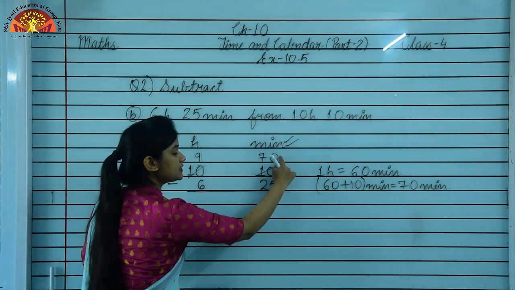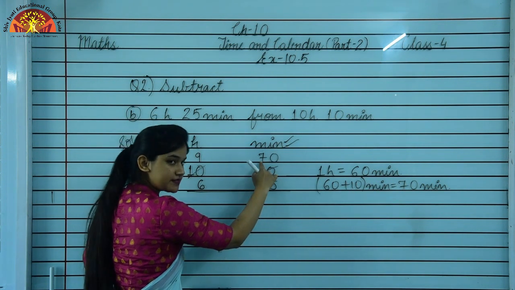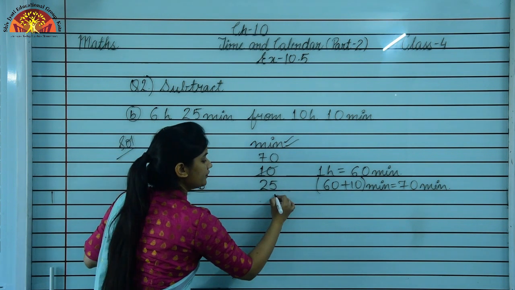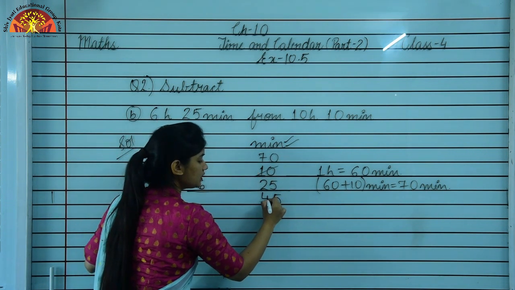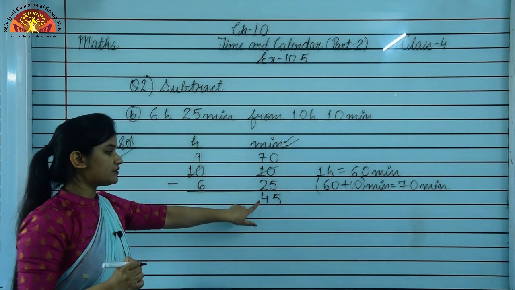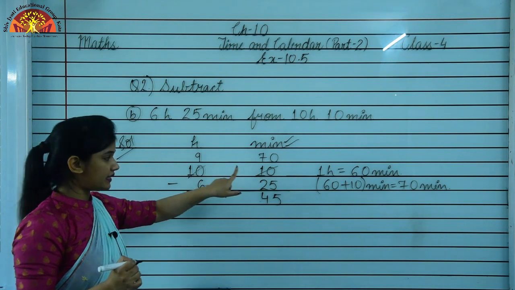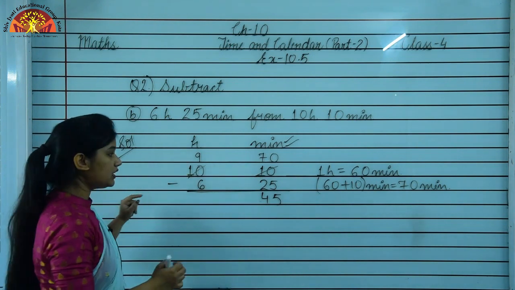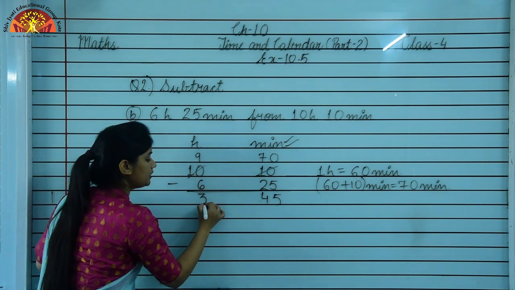Okay. So now 0 minus 5 not possible. So we'll do 10. We have to borrow 1 from 7. 10 minus 5 will be 5, it will be 6, and 6 minus 2 is 4. So now in minutes we have 45 minutes. Okay, इसने अपना 1 इसको दिया था, that's why here we have 9 hours only. Now we have to subtract 6 from 9 and it will be 3 hours.